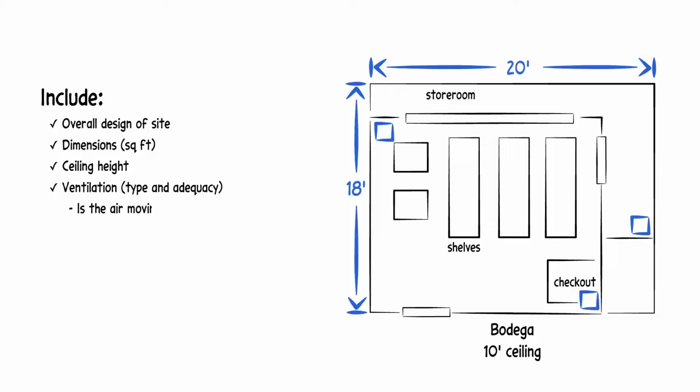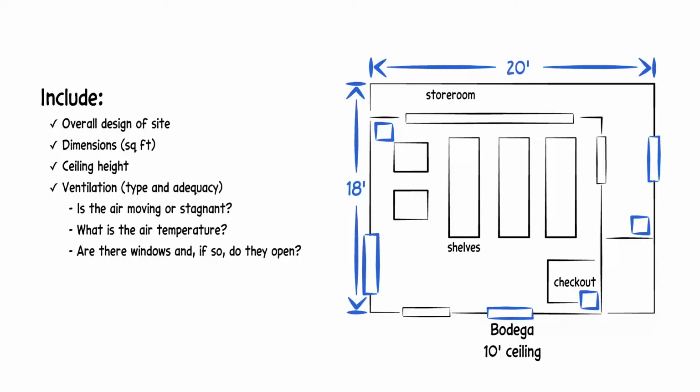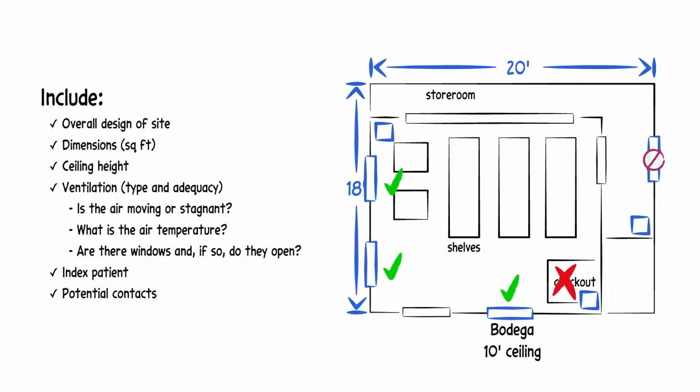For example, is the air moving or stagnant? What is the air temperature? Are there windows, and if so, do they open? Also note the number and proximity of individuals to the index patient.